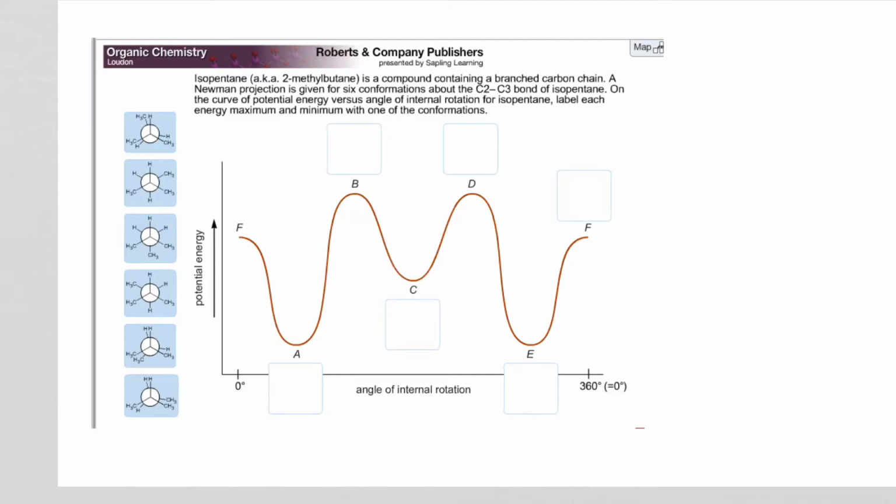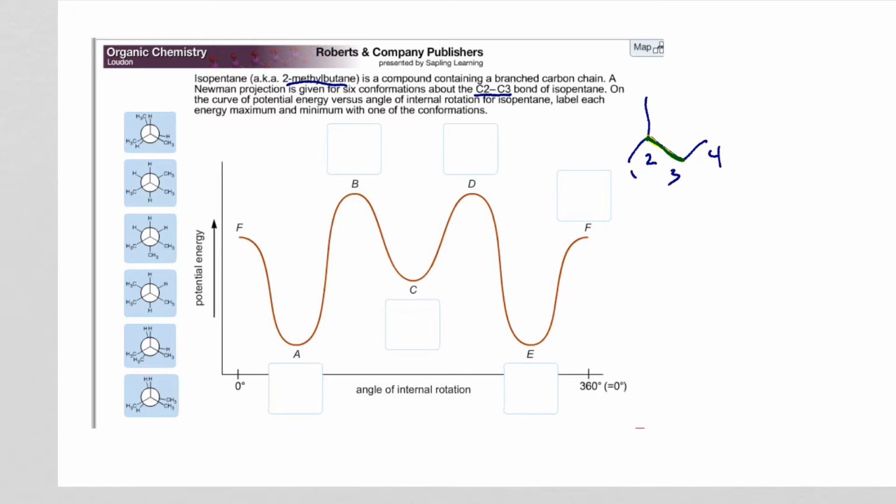So this is question 12 from class activity 5 from the Sapling. What it asks is, it says that 2-methylbutane is a compound containing a branched carbon chain, and it looks like this. Okay, and then it's asking you to look down the C2-C3 bond. So that is going to be this bond right here. Okay, let's do that in green instead, but you get the right idea.